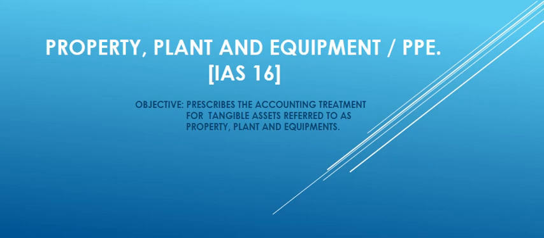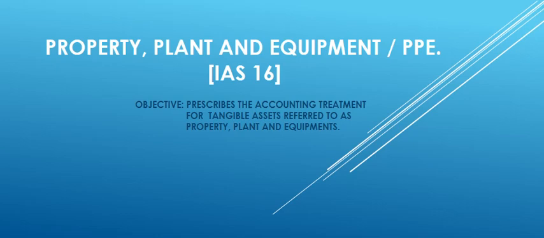The term property, plant, and equipment in accounting refers to tangible assets that are depreciable, though it includes land, which is normally not depreciable. IAS 16 is an accounting standard adopted by the International Accounting Standards Board that prescribes the accounting treatment for property, plant, and equipment.